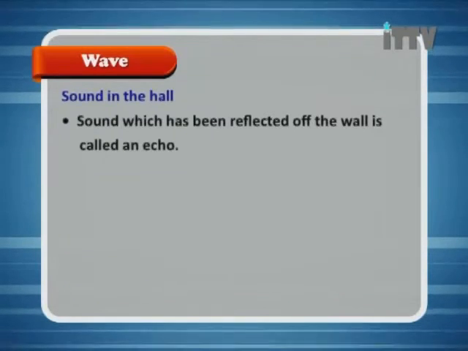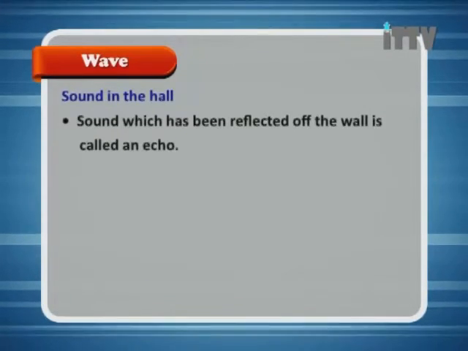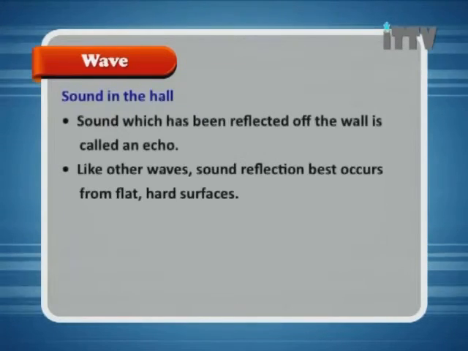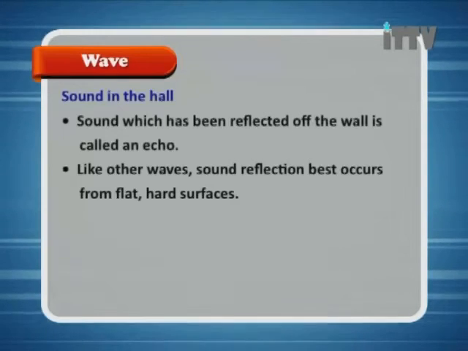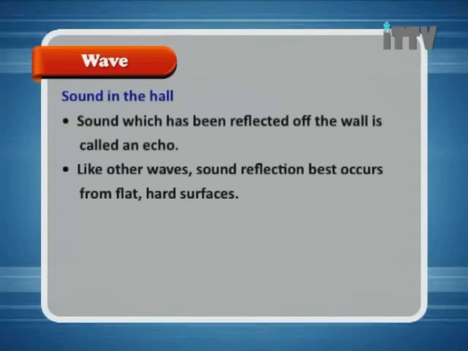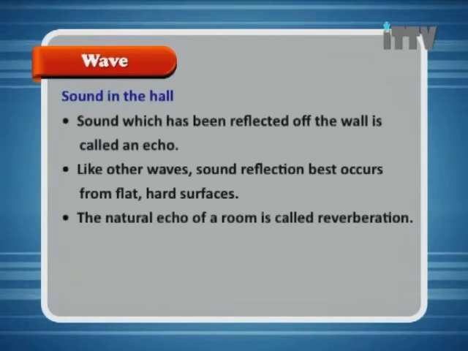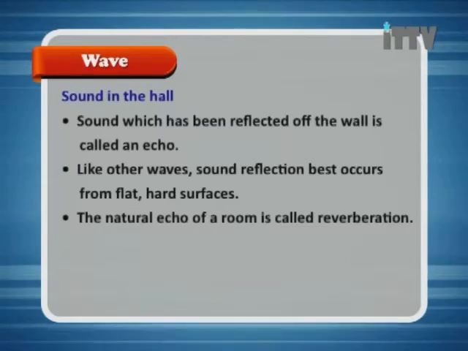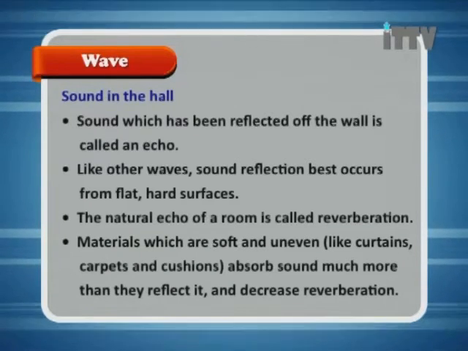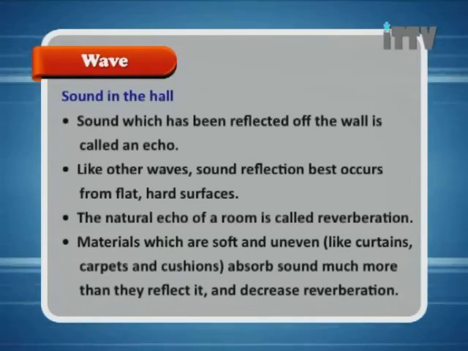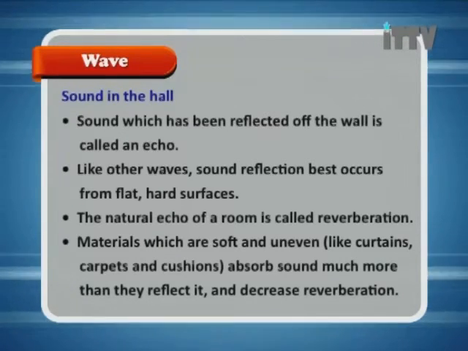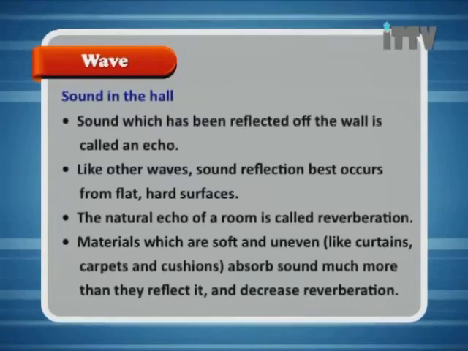Sound in the hall. Sound which has been reflected off the wall is called an echo. Like other waves, sound reflection best occurs from flat, hard surfaces. The natural echo of a room is called reverberation. Materials which are soft and uneven, like curtains, carpets, and cushions, absorb sound much more than they reflect it and decrease reverberation.